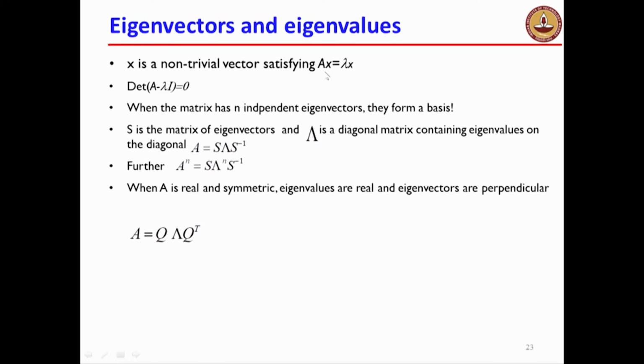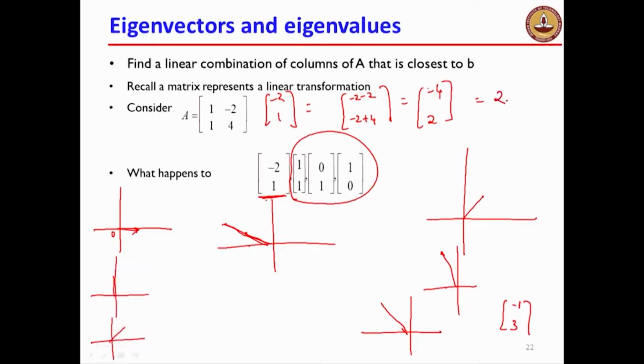If it continues to share the same direction as x, what does it mean? Ax and x should be collinear with each other, which means they should be related by this equation, Ax equal to lambda x, where lambda is an unknown scalar. In this case, what was the value of lambda? X was minus 2, 1. Ax is equal to 2 times minus 2, 1. The length of the vector changed by 2 times. It did not get rotated.